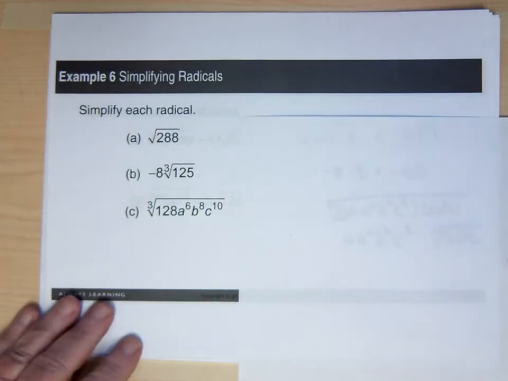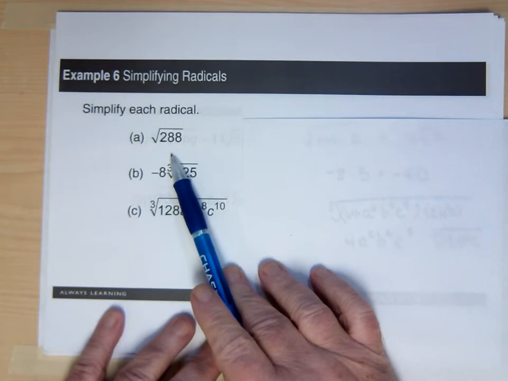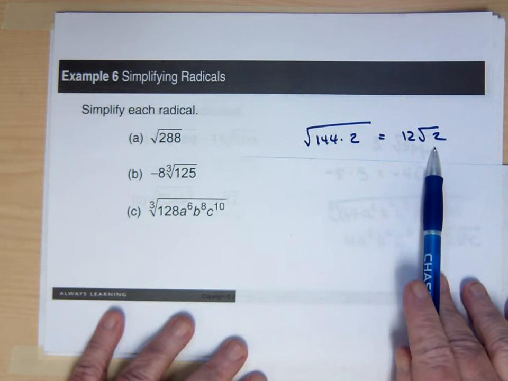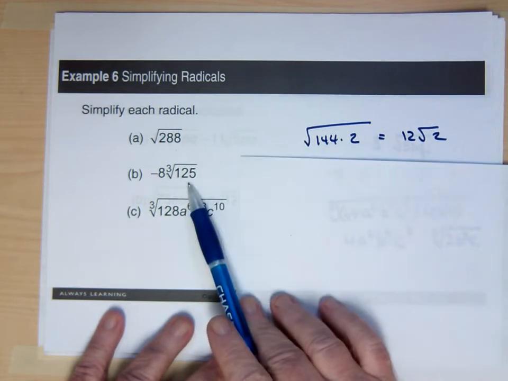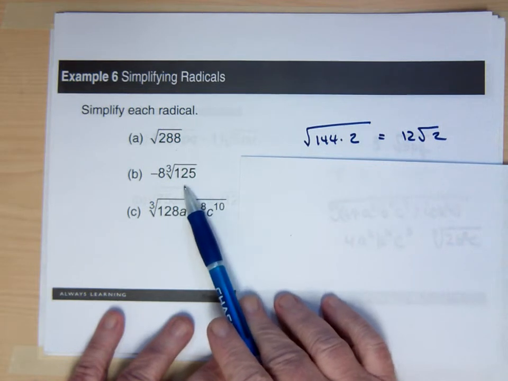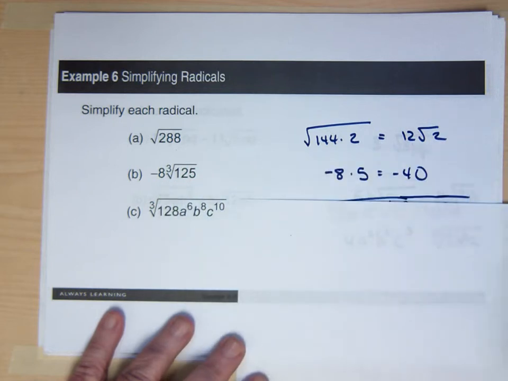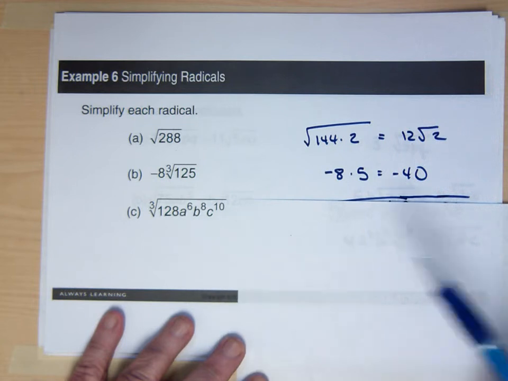Okay, simplifying these radicals, the biggest perfect square in 288 is 144. So I'm going to have 12 times the square root of 2. The biggest perfect cube in 125 is exactly 125, so that's going to be 5, and 5 times minus 8 is a negative 40. And here I'm looking for the biggest perfect cubes that are in each one of those.